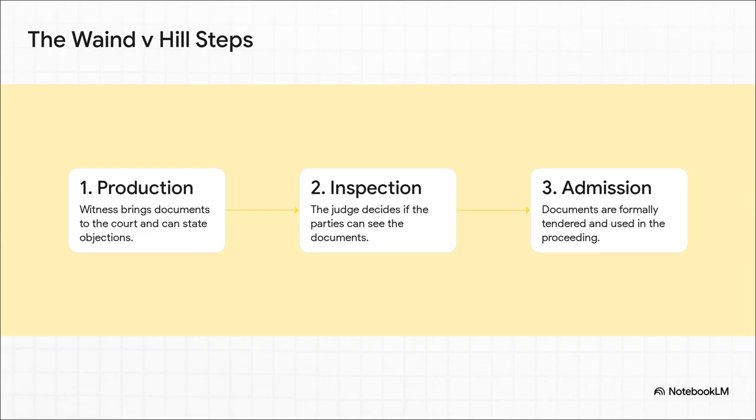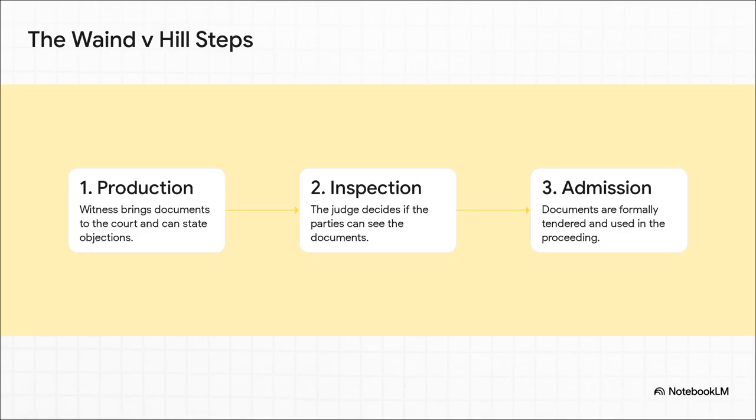Step 1 is production. The witness obeys the subpoena by bringing the documents to the court, not to you. This is their chance to raise any objections like legal professional privilege. Step 2 is inspection. The judge then decides if the parties are allowed to see the documents. Just because they're at court doesn't mean you get an automatic right to look at them. The judge is the gatekeeper. And only after all that comes step 3, admission, where the documents are formally tendered and become part of the evidence in the case.